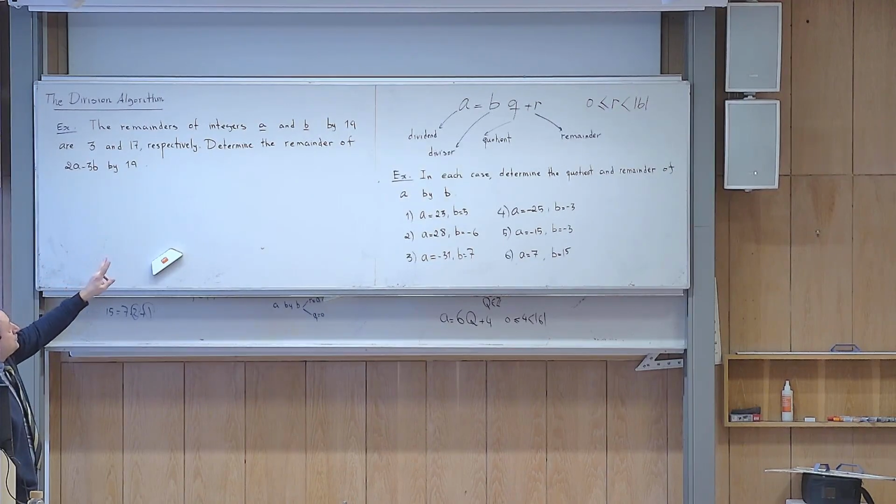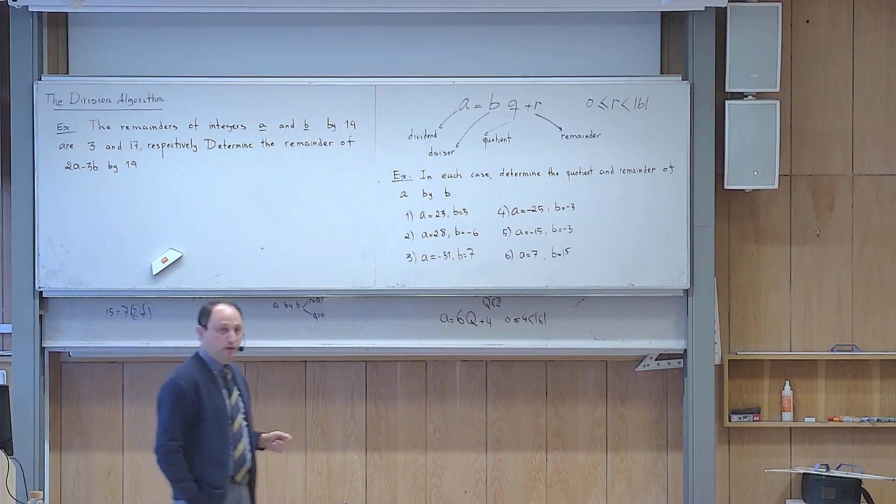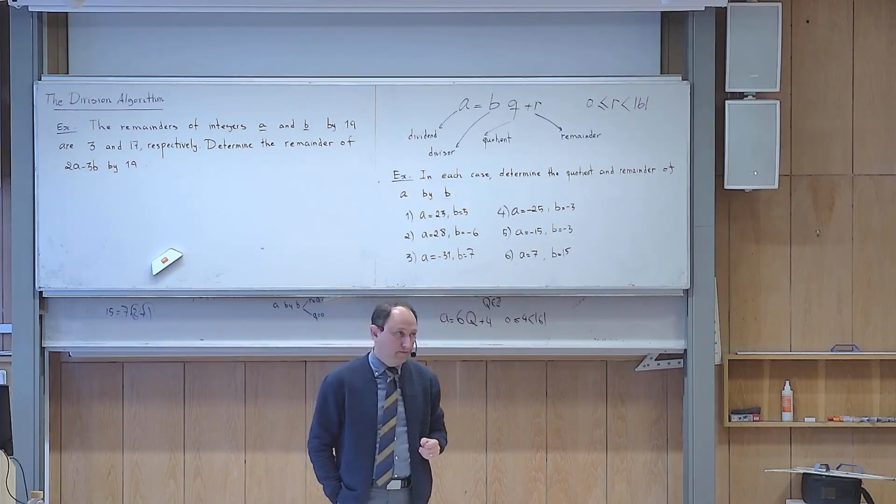You see, I have two integers a and b. I divide a by 19, the remainder turns out to be 3. I divide b by 19, the remainder turns out to be 17. Now I take the same a and the same b and I construct this new number, 2a minus 3b, and I want to divide it by 19, and I want to see what will be the remainder of this new division. Yes?